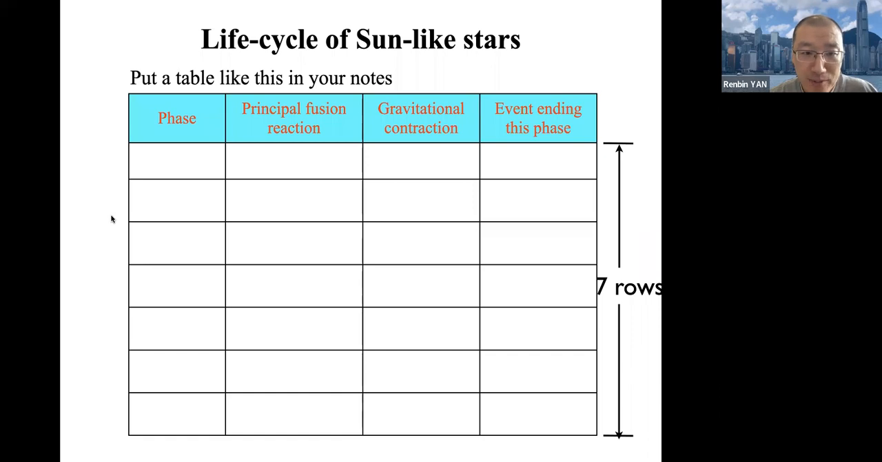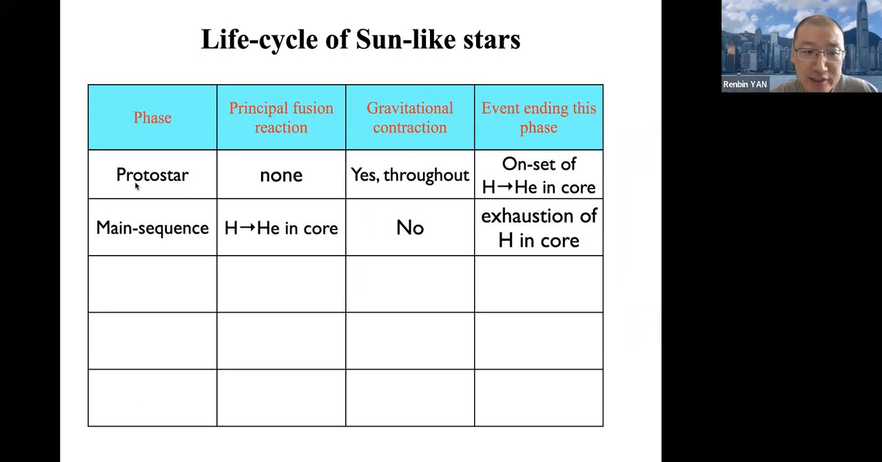We have already talked about two rows of this table, the first two phases. The first phase is the protostar phase. You can also argue that this is not part of the star, because this is before our star is a star, which is why we call it a protostar. But anyway, we list it here. This is the time before it is born, basically.